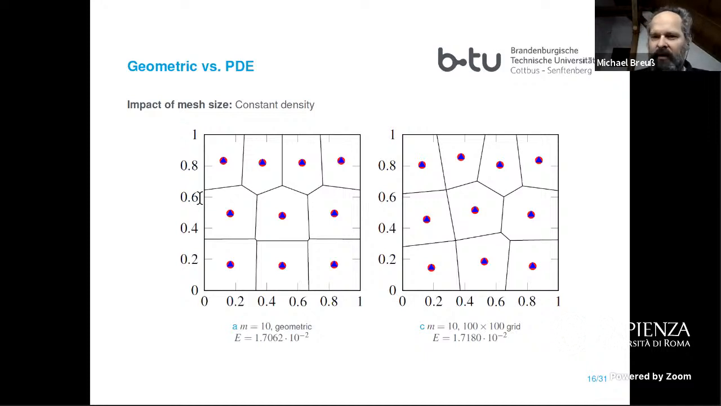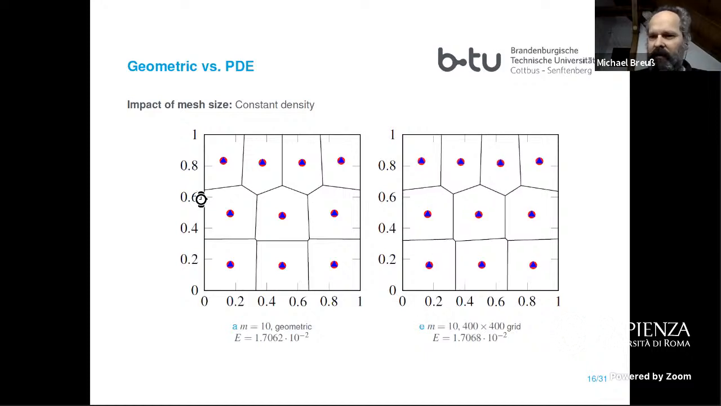So on the right, we start with a 100 times 100 grid, then 200 times 200, then 400 times 400. For these 10 seeds, we see that as the grid is refined, the results get more and more identical. So for 10 seeds, 400 times 400 is okay.